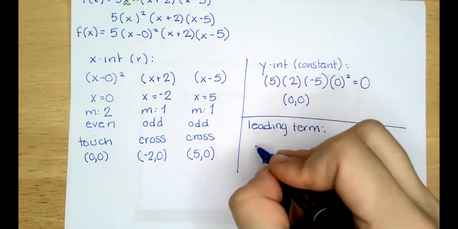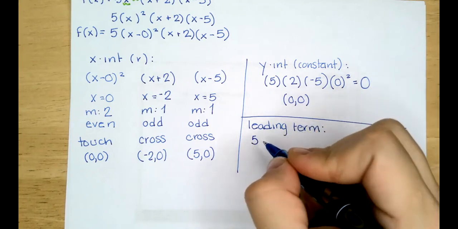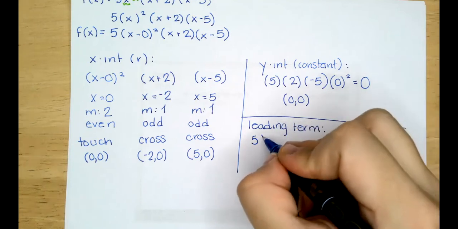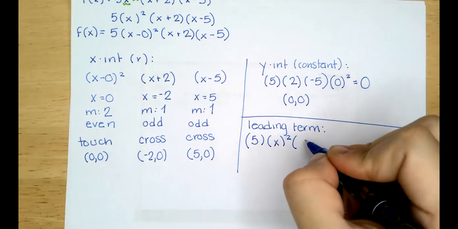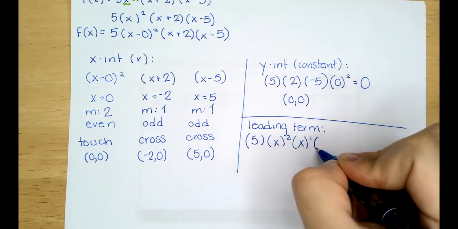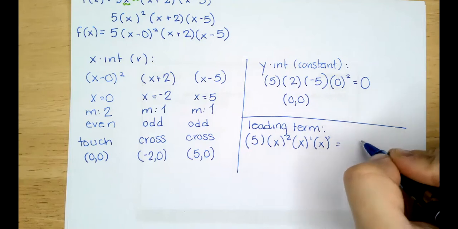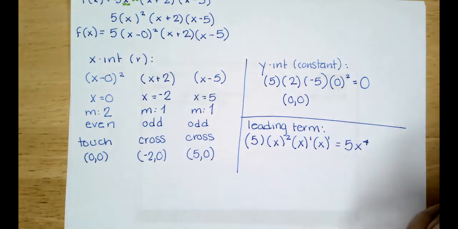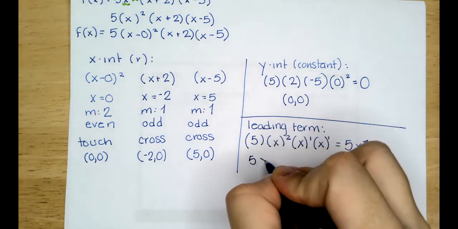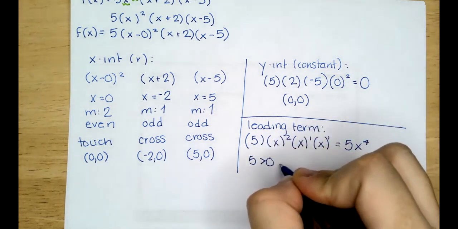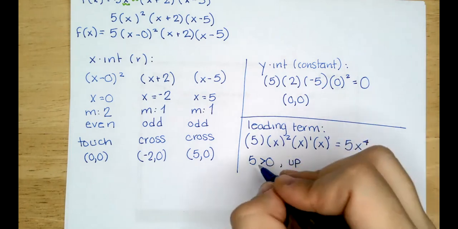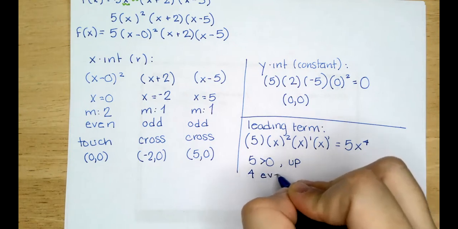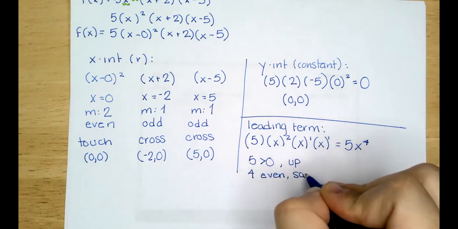For our leading term, we're going to multiply the 5, the x squared, the x, and the x. So that means we have 5x to the 4th as our leading term. Since 5 is greater than 0, it is opening up. Since 4 is even, it is the same on both sides.